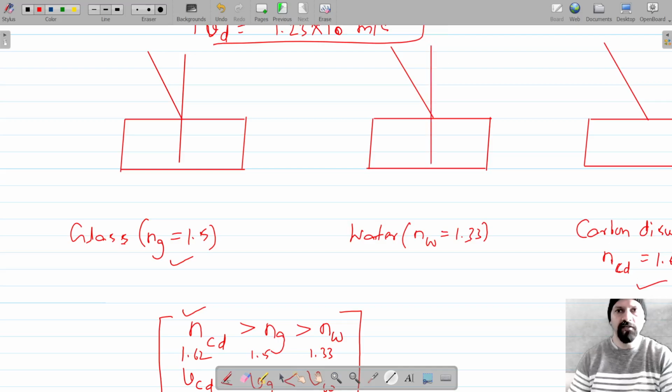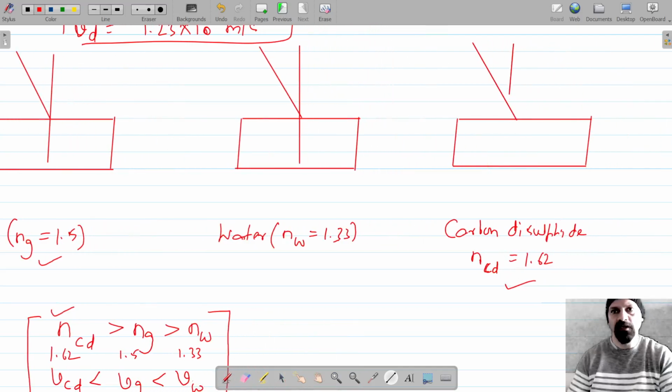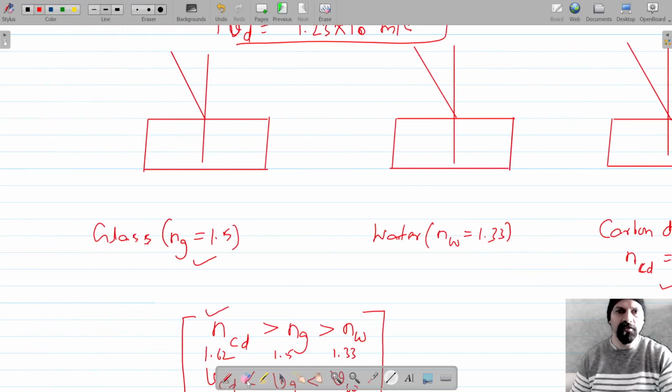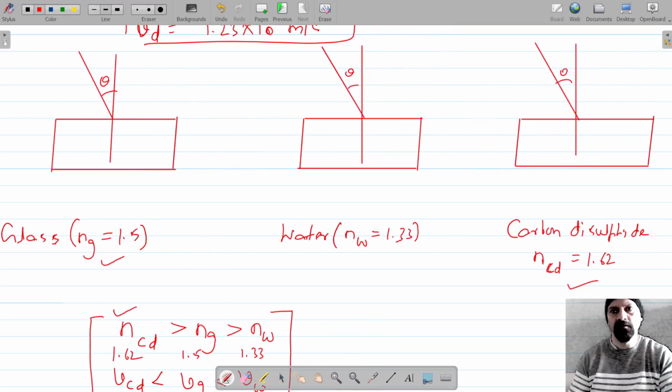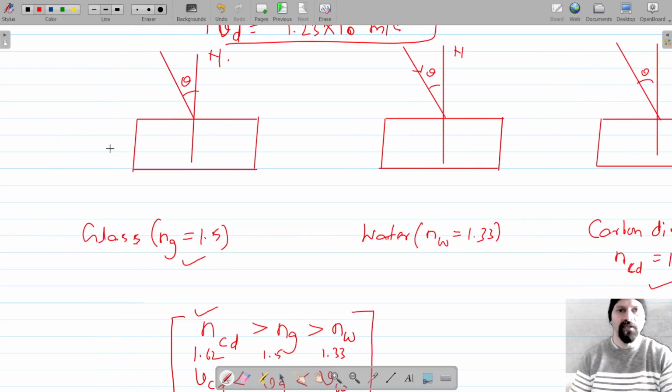Light is incident at the same angle theta. The angle of incidence is the same. This is the incident ray and this is the normal. Normal means perpendicular to the refracting surface.